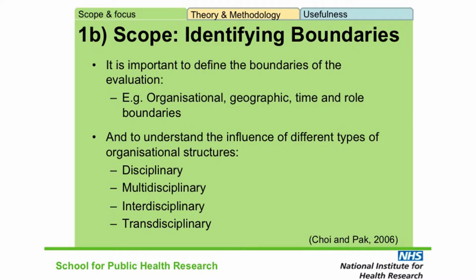And to understand how that's influenced by different types of organisational structures. For instance, in single disciplinary teams, the boundaries are going to be quite different to when you start working with transdisciplinary teams or interdisciplinary teams, where there are different skill mixes and you're looking at lots of different types of outcomes, and the networks that people are working in are potentially much broader.